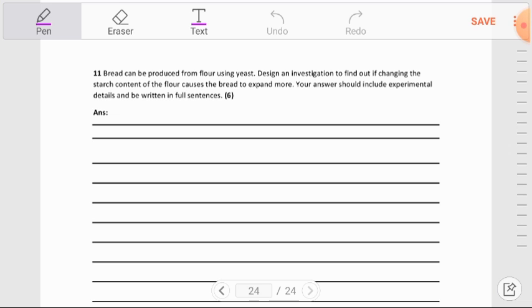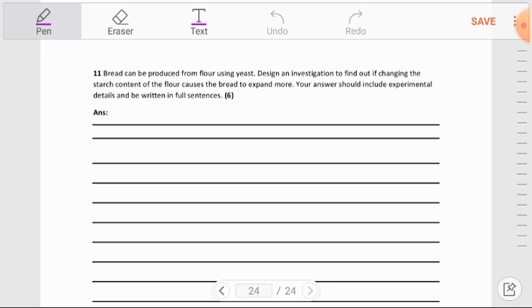Bread can be produced from flour using yeast. Design an investigation to find out if changing the starch content of the flour causes the bread to expand more. Your answer should include experimental details and be written in full sentences. So let's write the experiment.